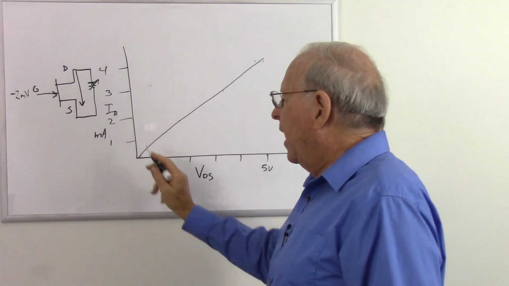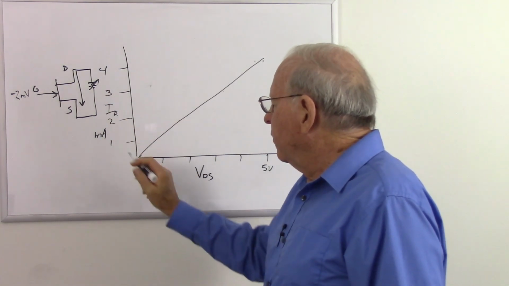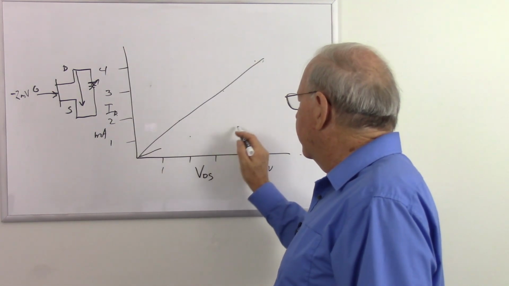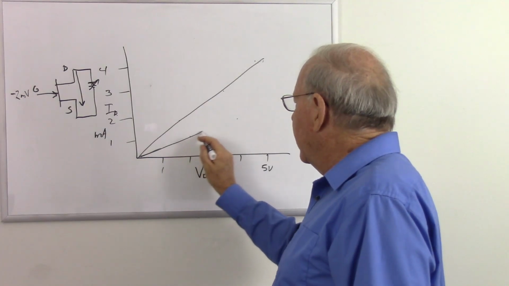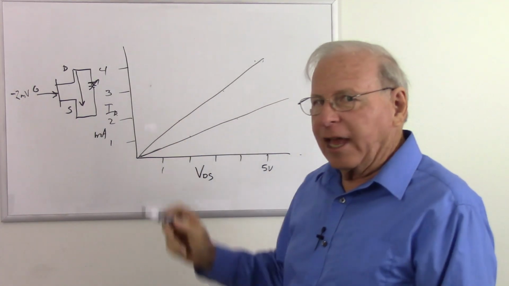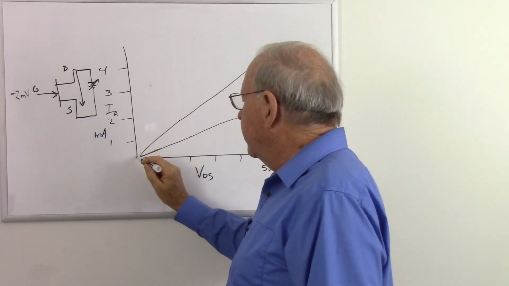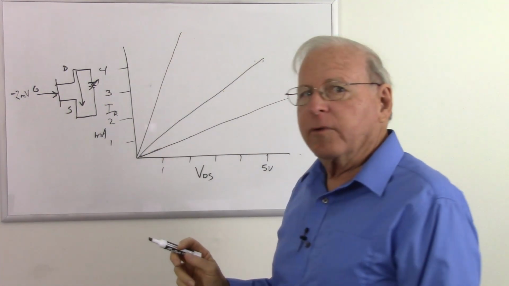So let's say at that point, at 1 volt, we get a half a milliamp. At 2 volts, we get a whole milliamp. At 4 volts, we get that, and we get a straight line. So it looks like a resistor. And if we reduce this voltage here, we'll get more current with more voltage.